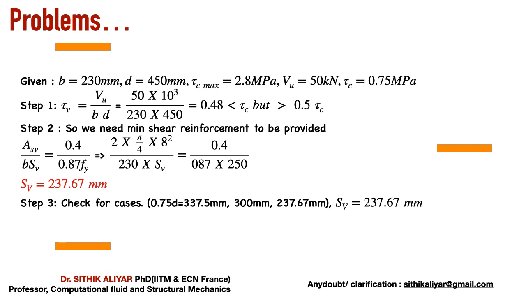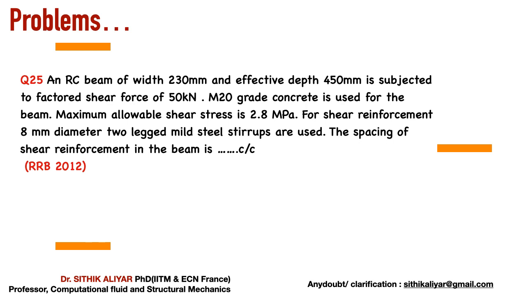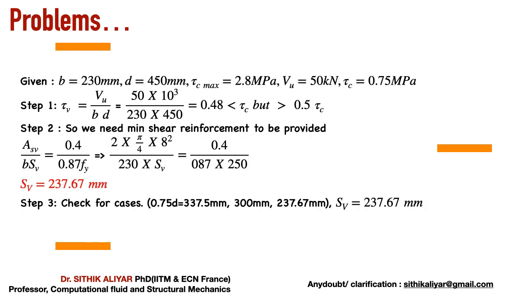Same procedure. B is given, D is given, tau c max is given, VU is given, tau c is given as 0.75 MPa. If they are not given in a question, then you should approximately memorize this number. Same procedure, step 1, step 2, step 3. Step 1: tau v equal to VU by BD.